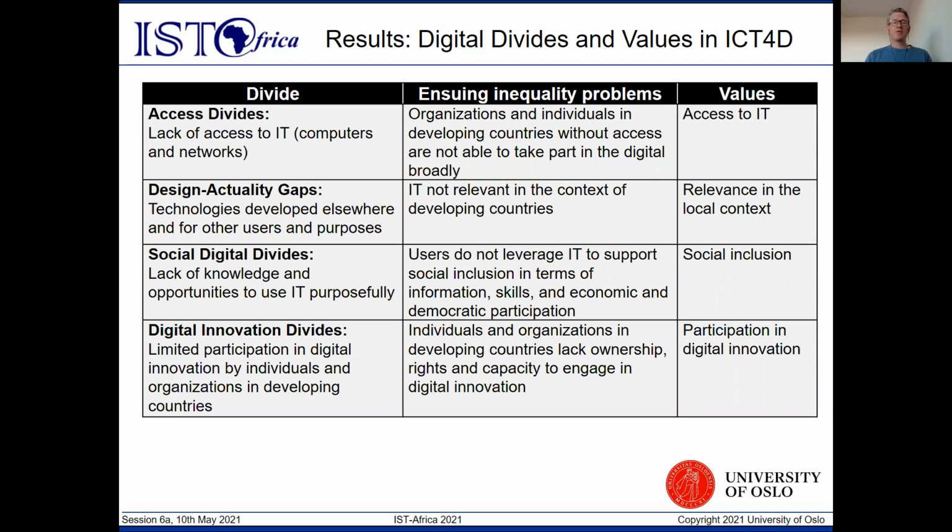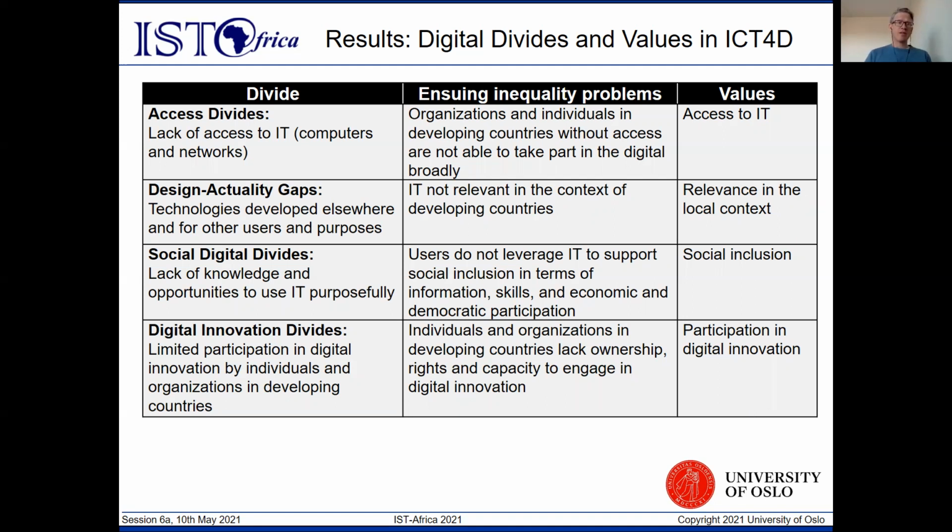Divides between developed and developing countries have received substantial attention from researchers concerned with the link between IT and socioeconomic development. Over the years, we can see in the literature that different generations of divides have emerged and advanced in reality, as well as reflected in research. I will now go through each of these 4 divides in short.